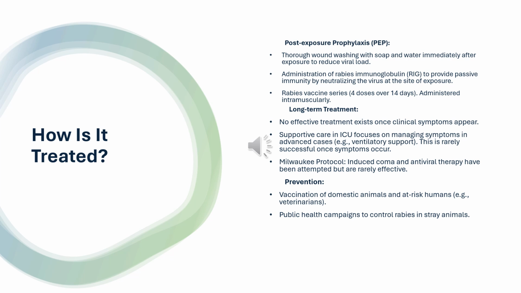So the post-exposure prophylaxis, which is several steps to prevent the development of rabies, involves first we wash the wound thoroughly with soap and water to kind of reduce the viral load that may be spreading. Next, we administer something called a rabies immunoglobulin, which is RIG, and it's provided to give passive immunity by neutralizing the virus at the site of the exposure. Generally, the injections are given subcutaneously around the bite by a provider, and then the nurse will follow that with an intramuscular shot. Generally, they'll get 4 doses over 14 days.